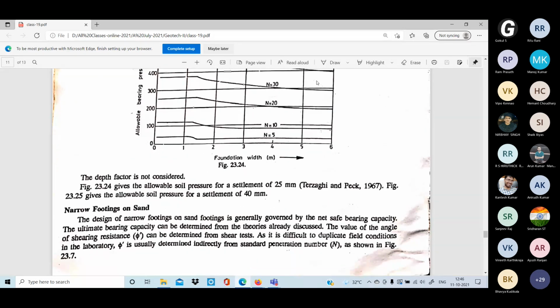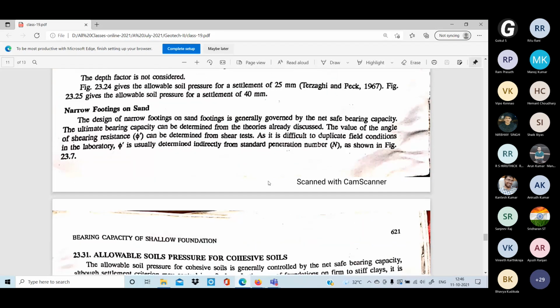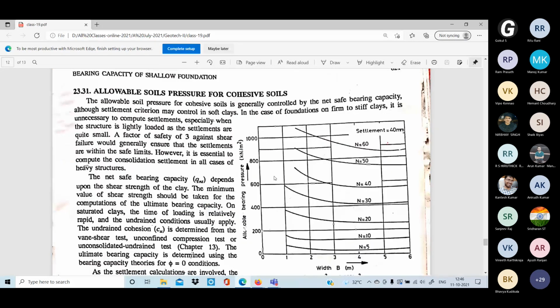Likewise, it is given for different settlements, for 20 mm differential settlement or 40 mm allowable settlement and so on. Then next, coming to the allowable soil pressure for cohesive soils.